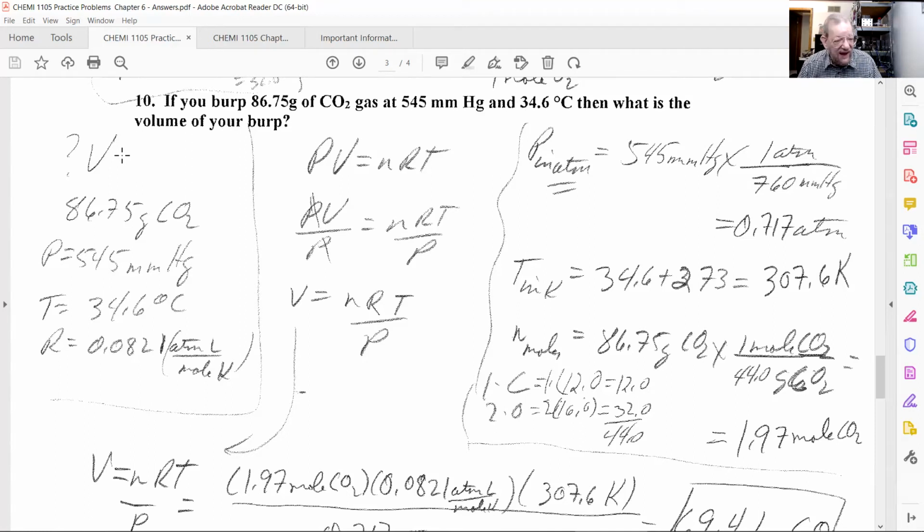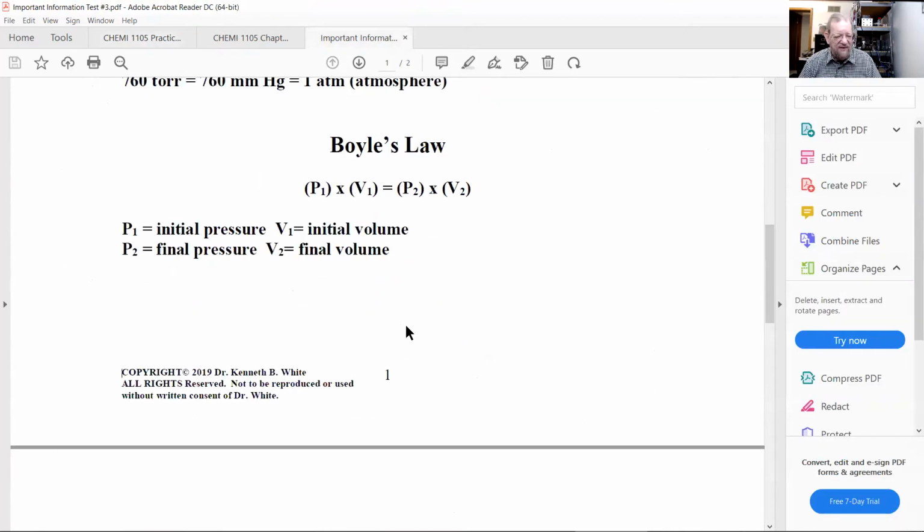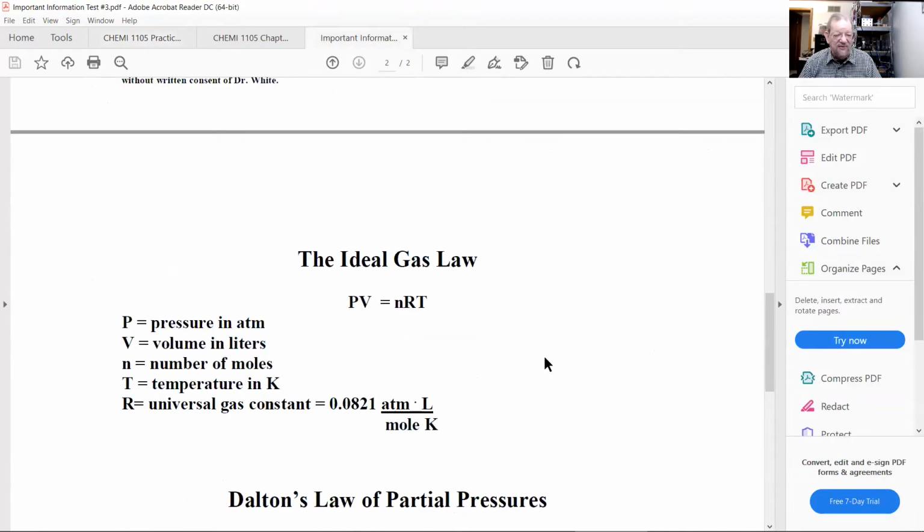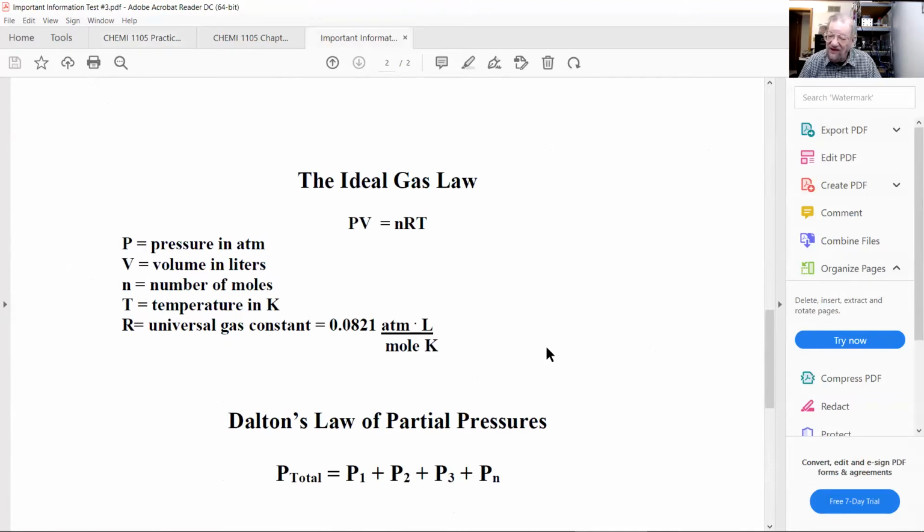And what are you being asked to find? Volume. You're given a weight of the carbon dioxide, a pressure, a temperature. Notice nothing changes here. As soon as you see that, that tells you you need to use the ideal gas law, PV equals nRT. And if you look at important information, test number 3, in the past, students have had to memorize this, but now I'm going to give it to you, PV equals nRT.